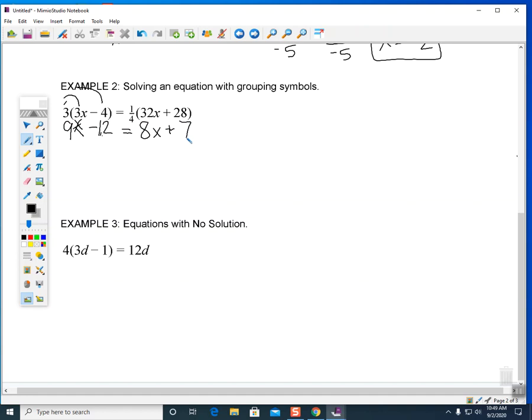Now I can combine like terms. Well, I don't need to combine on either side, so I'm going to start by getting my variables all together. To do that, I'm going to subtract 8x from both sides. When I do that over here, I'm left with just x minus 12 equals 7. Okay, I'll add 12 to both sides, and then I'm left with x equals 19. And I'm done, just like that.